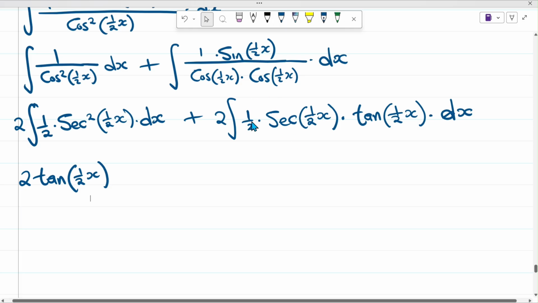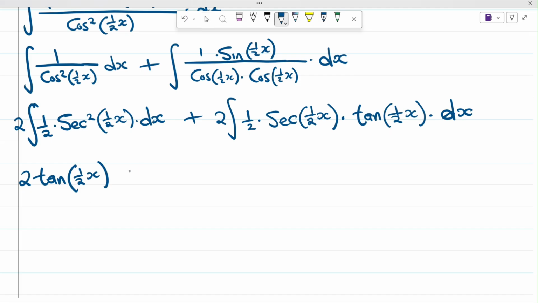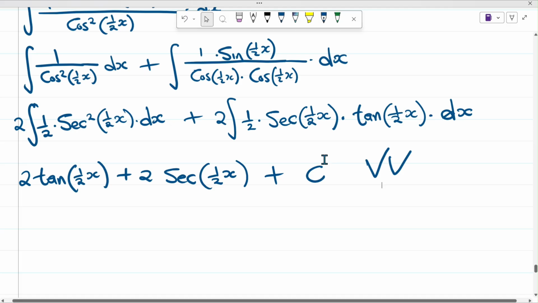Since we have the derivative of the argument and these two trig functions, what is it that was differentiated for us to get positive sec tan? What is it? It was a sec, right? So this is going to be the 2 that's outside, so it's going to be plus 2 sec of 1 over 2x plus c. Then ta-da, you have your answer to that question that you were trying to do.